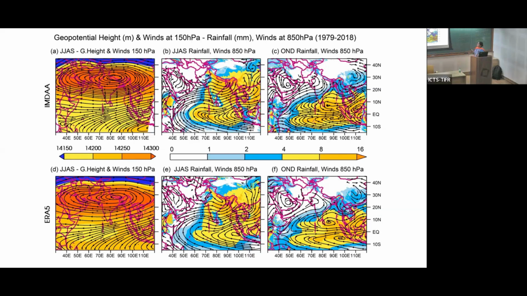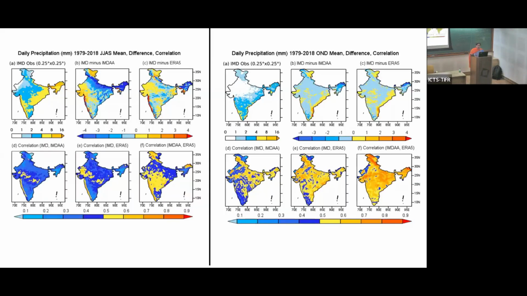Similarly for the October-November-December winter field also. So we compared the gross features for 1979 to 2018. This is the average picture. There may be some year-to-year or season-to-season variability, but if you see the mean picture, IMDAA is matching very well with ERA5. And we did the comparison for other products also.